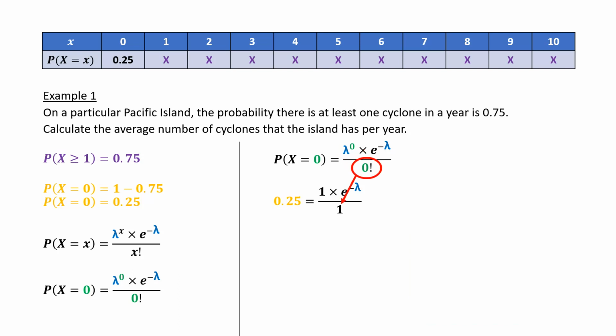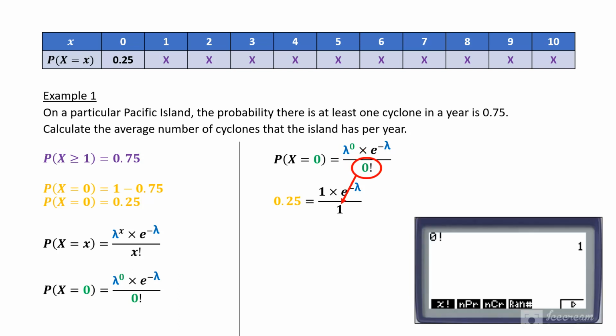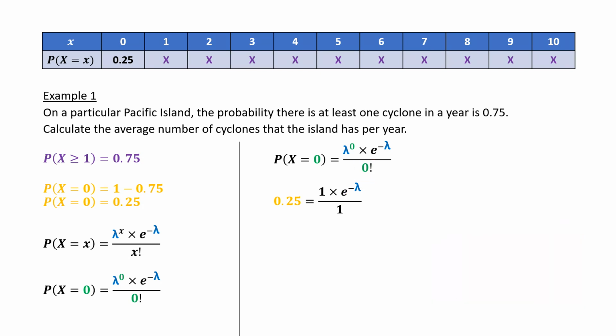And 0 factorial also is 1. That's just the definition. Remember factorial? 4 factorial means 4 times 3 times 2 times 1. But 0 factorial has been defined as the number 1. So we're going to replace 0 factorial with 1. Now, the 1s cancel out and we're left with 0.25 is equal to e to the power of negative lambda.